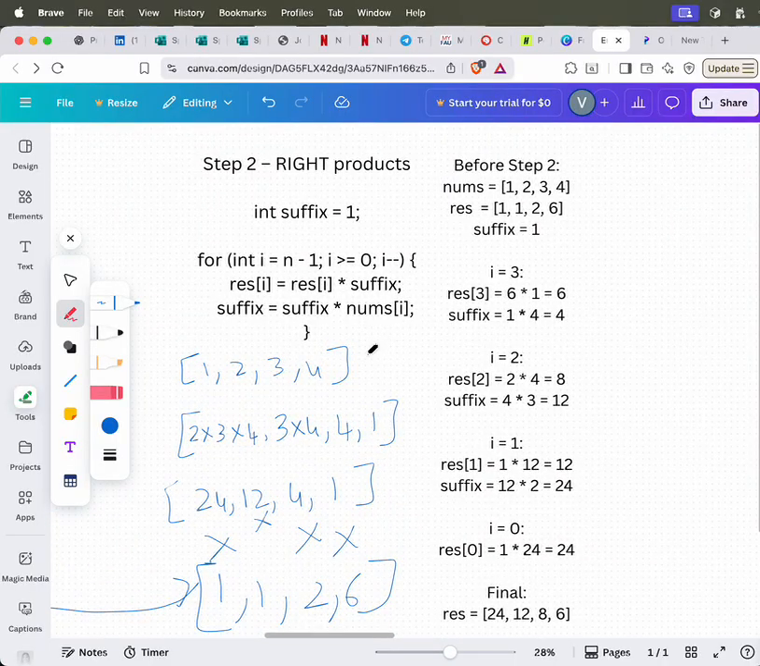Here, in step 2, when we come across the code, we will take suffix. It is just a variable where we take 1. So the suffix will be 1. So 6 into 1 equals 6. And we have 4 as suffix because suffix into nums of I. Everybody gets confused at this place, where nums is nothing but 1, 2, 3, 4. Okay, nums is nothing but 1, 2, 3, 4.